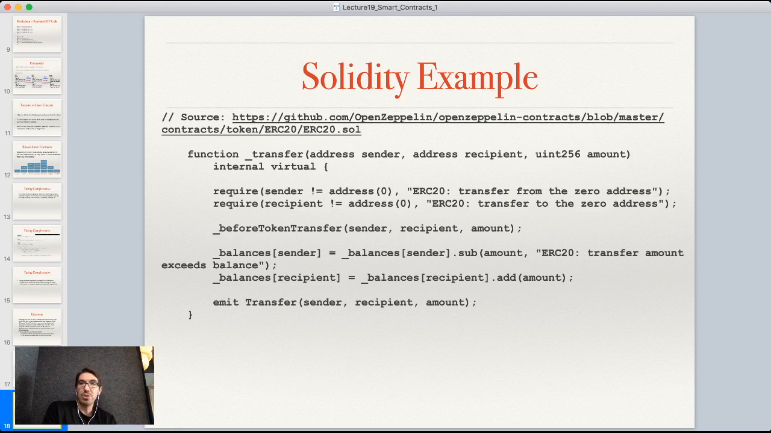Then we are going to subtract the amount from the sender and add it to the recipient and emit an event saying that a transfer took place. So if you're a programmer, none of this code should look too strange. Maybe you don't understand all of the keywords, but it should be followable. But remember, this does get compiled down to EVM bytecode, just like Java code gets compiled down to JVM bytecode.